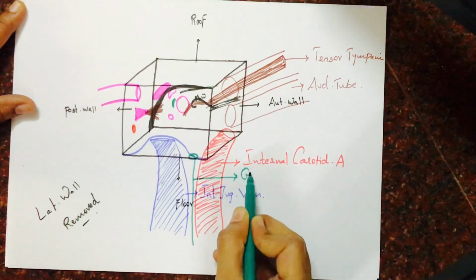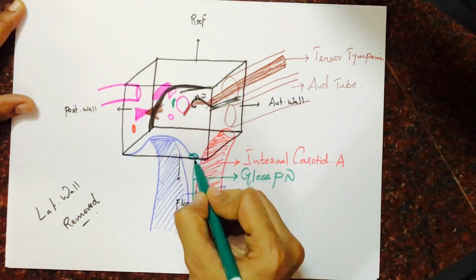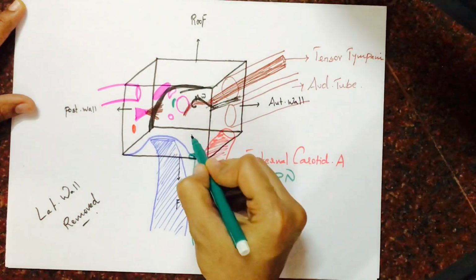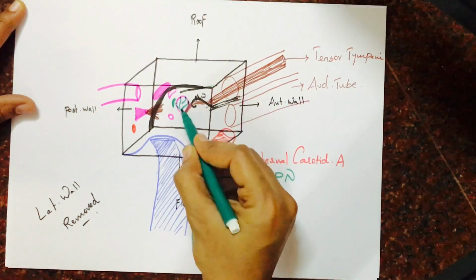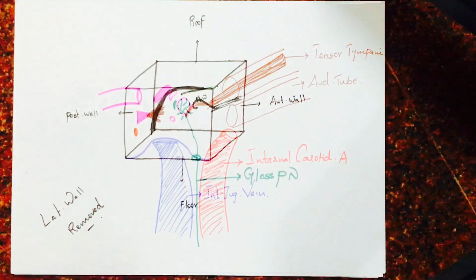Here, between the internal carotid artery and the internal jugular vein, we have a nerve called the glossopharyngeal nerve, and through the tympanic canaliculus it gives a branch called the tympanic branch. It ramifies over the promontory to form the tympanic plexus.